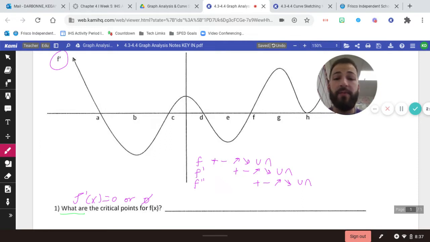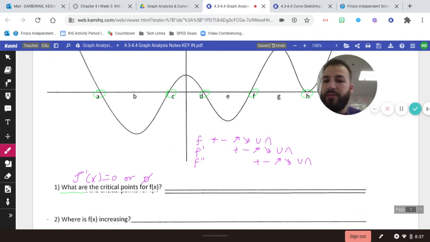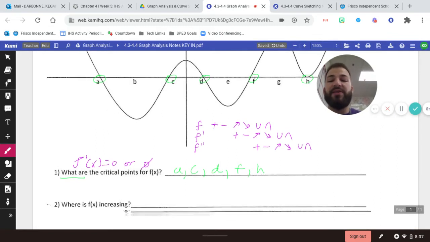So where are the critical points? Everywhere where f prime crosses the x-axis. So here at A, C, D, F, and H. So what are our critical points? A, C, D, F, and H. So critical points appear when f prime is equal to 0.